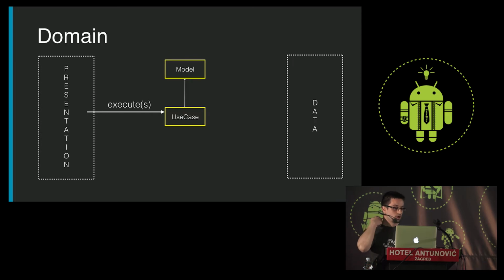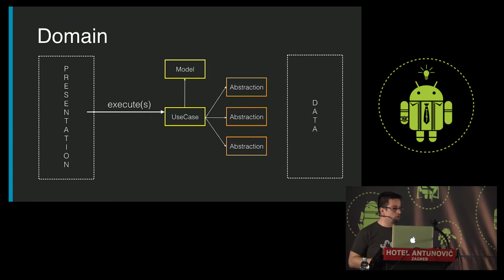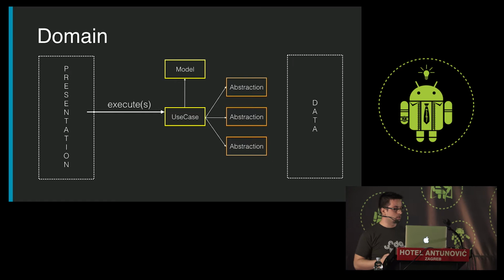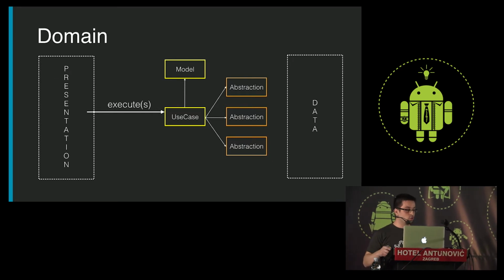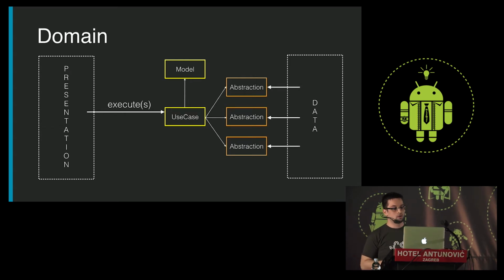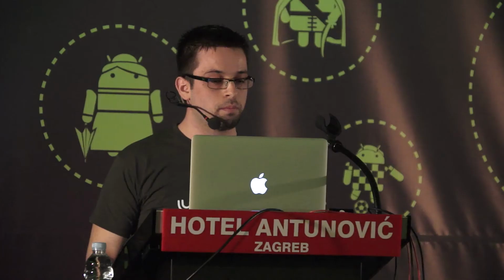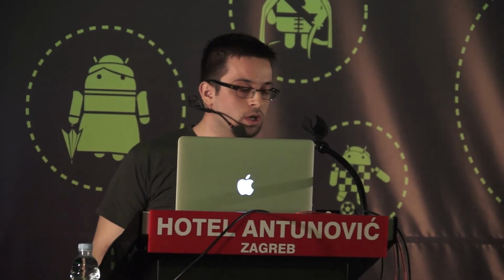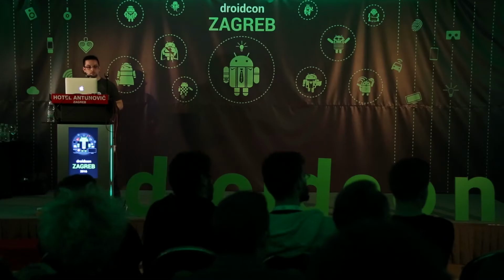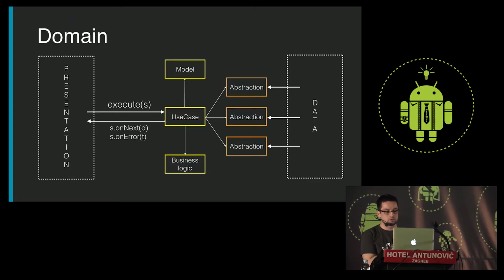The use case works with models, and for data, it talks to one or multiple abstractions. And it talks to abstractions because the use case doesn't care where the data came from. It only cares that data is delivered back to it. And that knowledge of where the data came from is the actual implementation of your data layer. And once data is delivered back to the use case, you can perform some business logic upon it and pass the result of that use case back to the caller by using callback methods. In our case, this is onNext with data or onError with an exception.